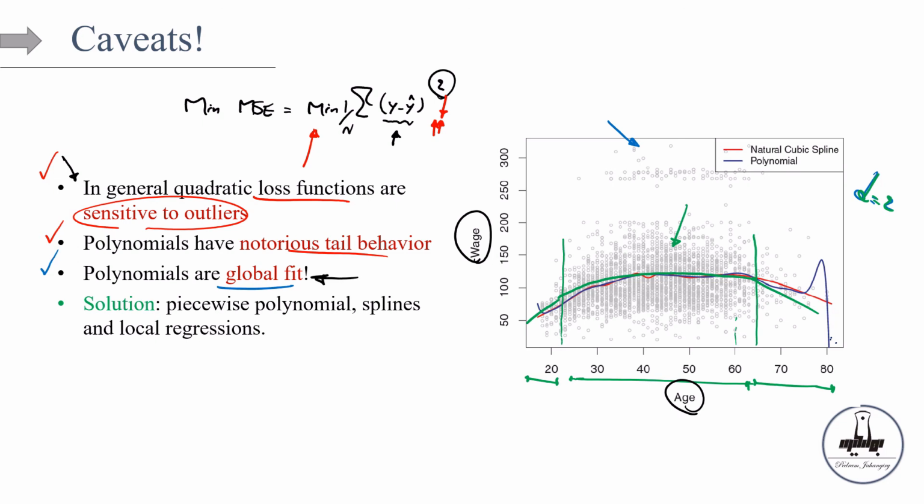Okay, so we're not going to talk about piecewise polynomials, splines, or local regressions in this course, because those are topics of statistical learning and econometrics. In this course, we will be focusing on machine learning methods. As I said in the very first part of this course, in machine learning in general, we are more interested in the predictability of the model rather than interpretability. So for that reason, we're going to avoid this kind of conversation in this course.